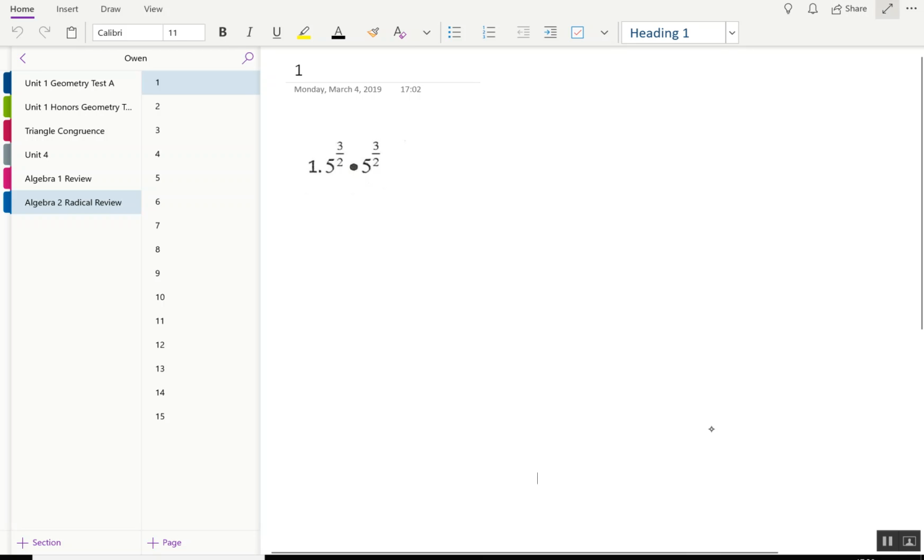Okay, let's see what happens here. All right, went to the full page. That's good.